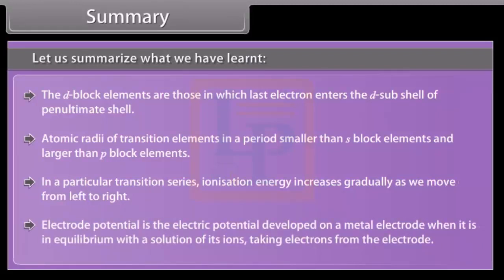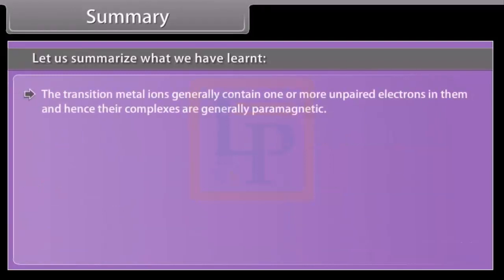Electrode potential is the electric potential developed on a metal electrode when it is in equilibrium with a solution of its ions taking electrons from the electrode. The transition metal ions generally contain one or more unpaired electrons in them, and hence their complexes are generally paramagnetic.